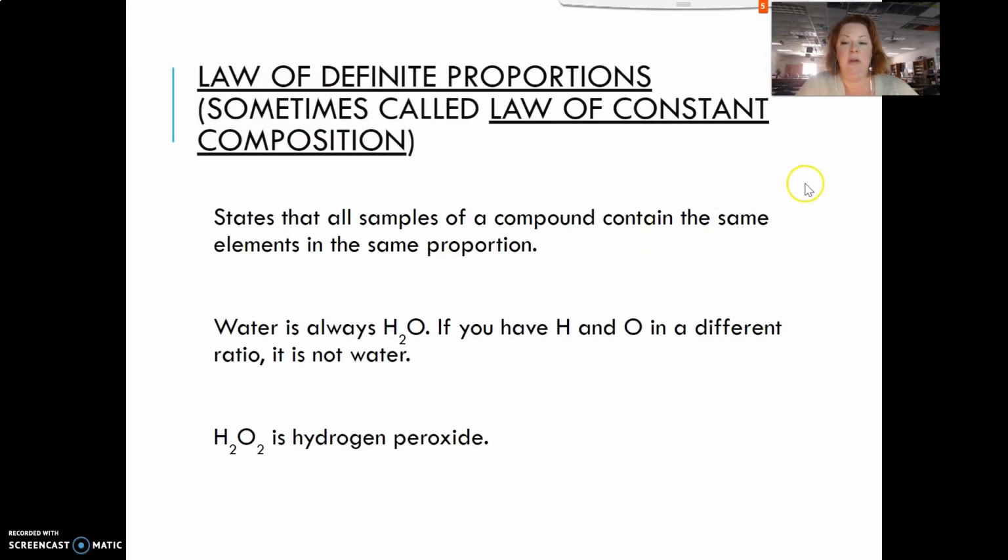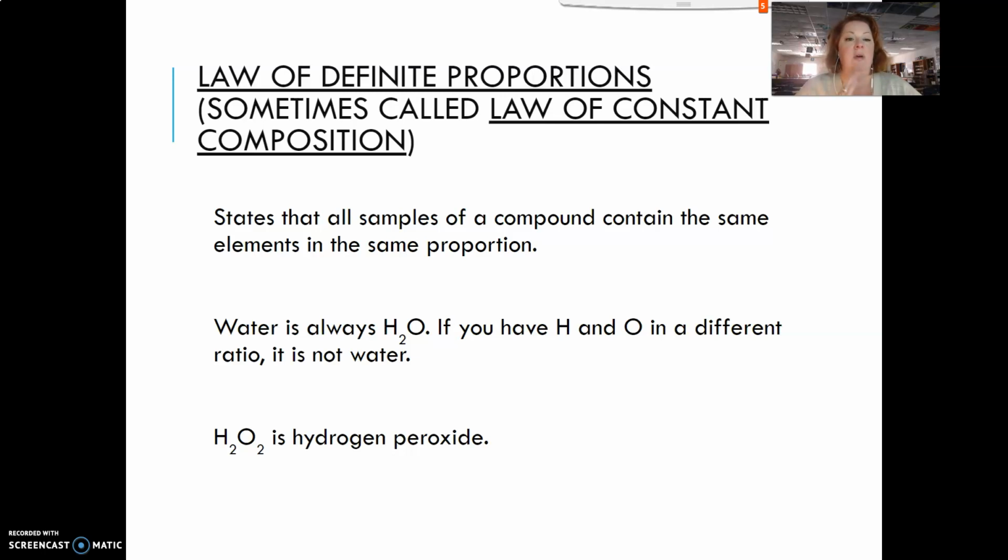All right, so now what we're going to talk about are the chemistry laws. The first one we'll talk about is the law of definite proportions, or sometimes called the law of constant composition. What it says is that water, or any compound, will always contain the same elements in the same proportion. Doesn't matter where it's from or where you get it.